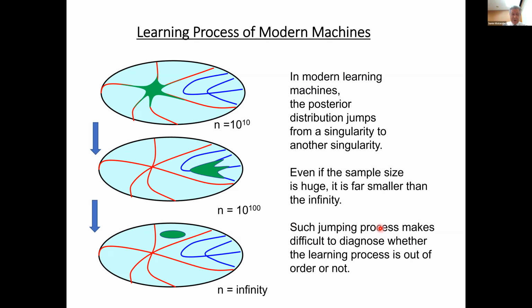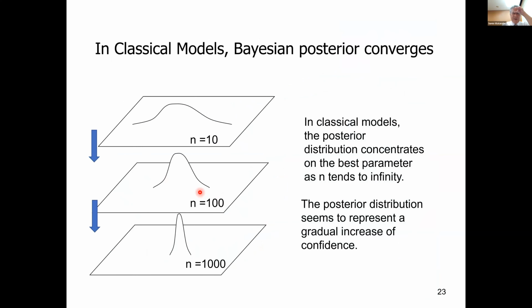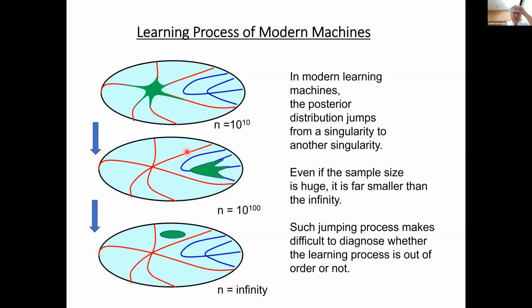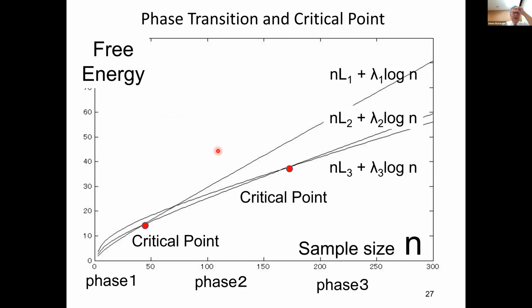Such a jumping process makes it difficult to diagnose whether the learning process is out of order or not. In this case, the posterior distribution does not behave as this. It jumps from here to here. This is a phase transition. So this figure explains a phase transition caused by free energy.